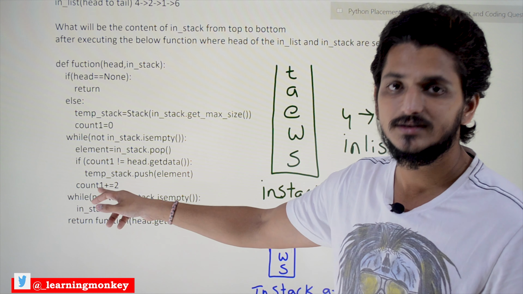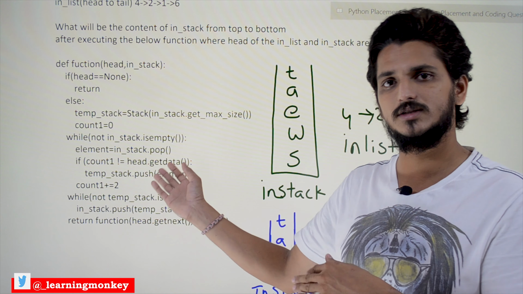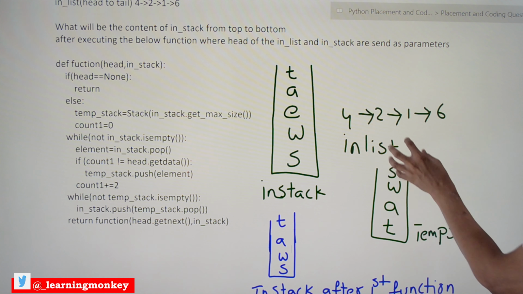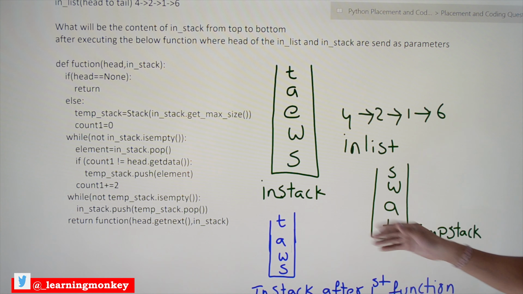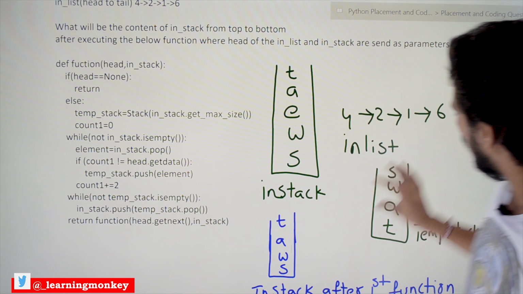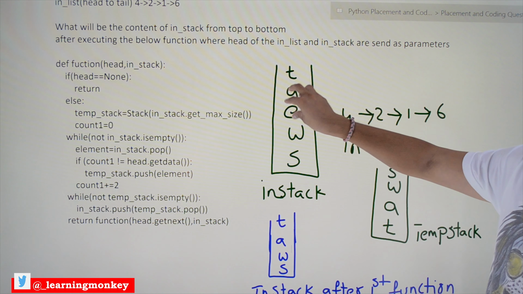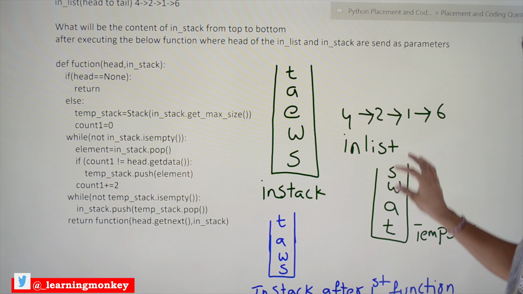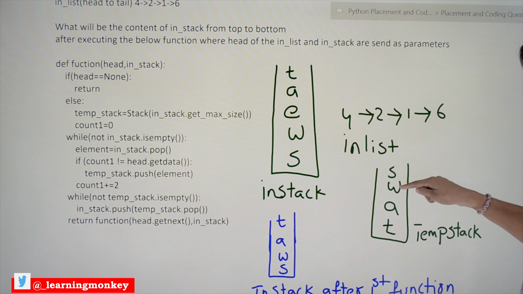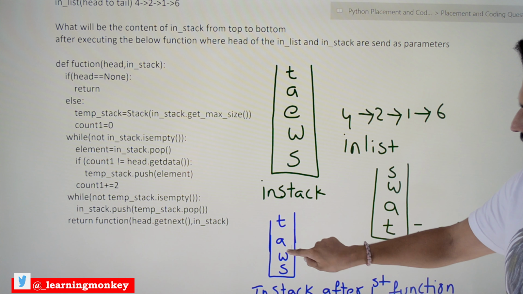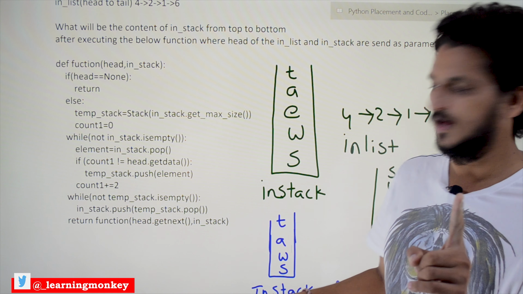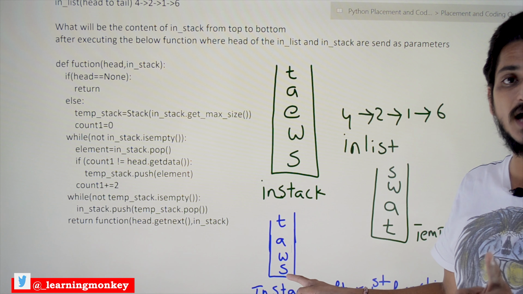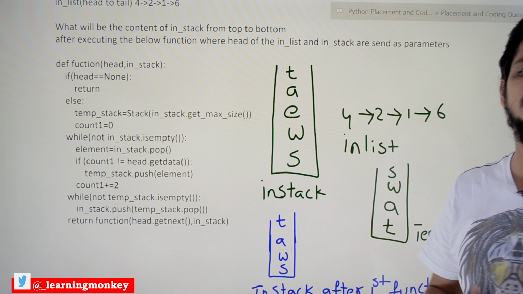Again count will be 6 now. 4 not equal to 6, yes, it is true. Next time w will be sent, next time s will be sent. Now the temp stack consists of elements t, a, s, w. We have to move from top to bottom, s, w, a, t. What's this last for loop doing? Taking all the elements from this and placing them in the inStack. Again they are placing all these elements, from top to bottom, s, w, a, t is sent here. So after executing this one time, these are the elements that are present in the inStack: t, a, w, s.